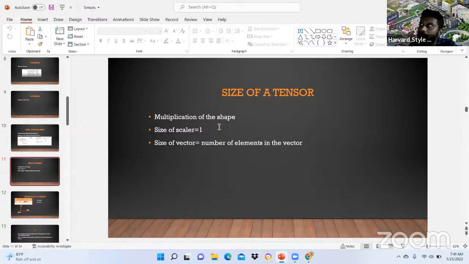Now if we consider a scalar, just imagine the number is 2. What is the size? It is just 1 number. So the size is 1. The number of dimensions is 0. Even if it is 100, it is just 1 number. Therefore the size of a scalar is always 1.